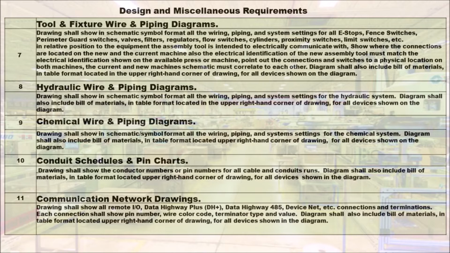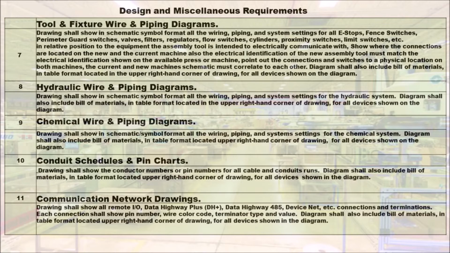Also, the electrical identification of the new assembly tool must match the electrical identification shown on the available press or machine, point out the connections and switches to a physical location on both machines. The current and new machine's schematic must correlate to each other. Diagram shall also include bill of materials, in table format located in the upper right-hand corner of drawing, for all devices shown on the diagram.